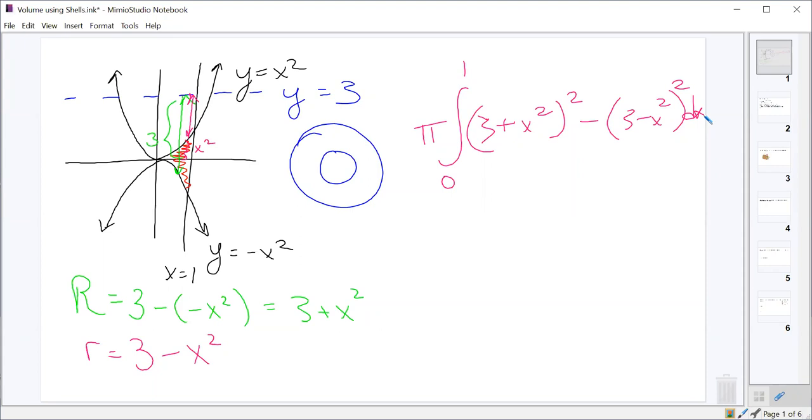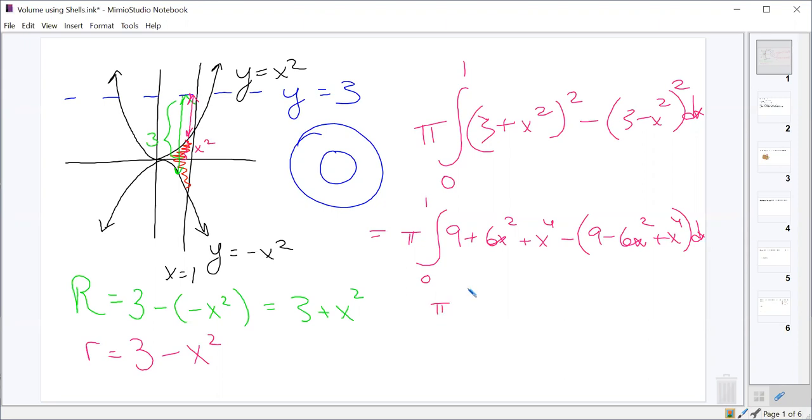Let's distribute it all out. It distributes pretty easily, actually. I was going to say we could do it on a calculator, but it distributes easily. So what do we got? We're going to have 9 plus 6x squared plus x to the fourth, and then minus 9 minus 6x squared plus x to the fourth. What cancels out from there? The 9 cancels out, the x to the fourth cancels out. We're just left with 6x squared minus negative 6x squared, or 12x squared.